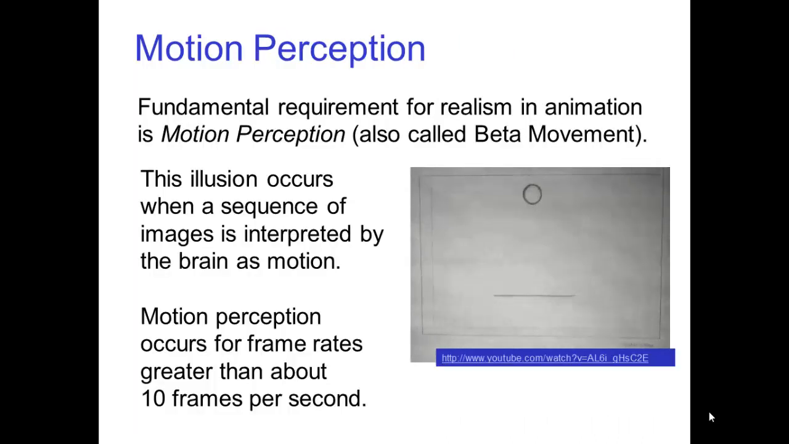A fundamental requirement for realism in animation is motion perception, also called beta movement. This illusion occurs when a sequence of images is interpreted by the brain as motion. Motion perception occurs for frame rates greater than about 10 frames per second.